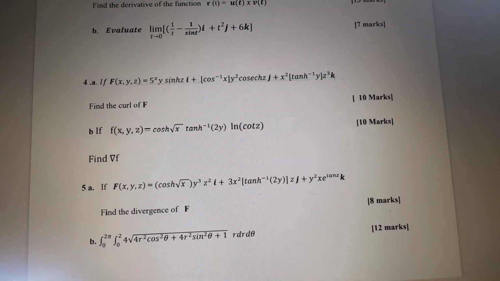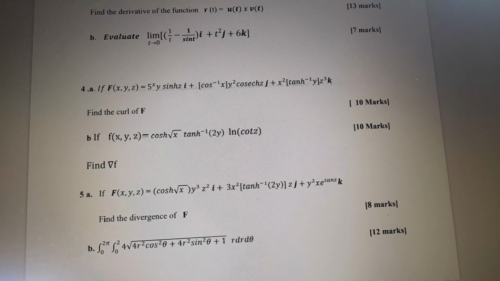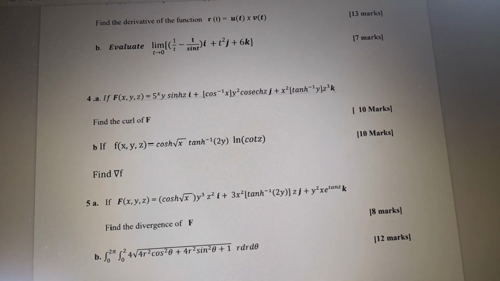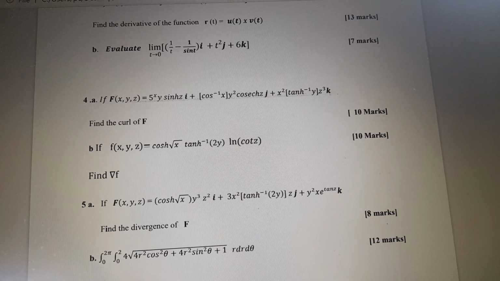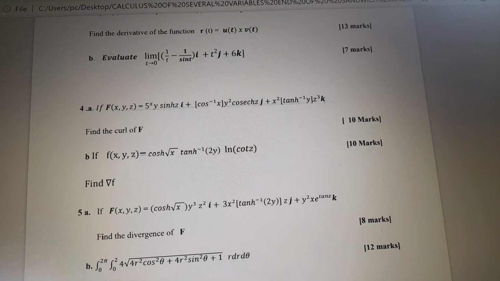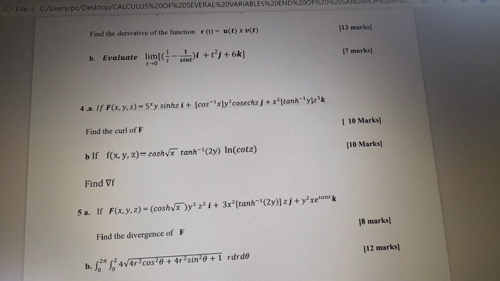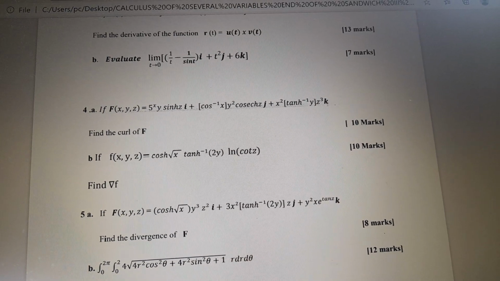So the B aspect of question 4, which is also worth 10 marks, says that if a function f, which is dependent on x, y, and z, is equal to cosh the square root of x tanh inverse of 2y log cot z, we should find the product between the differential operator and the vector field f.